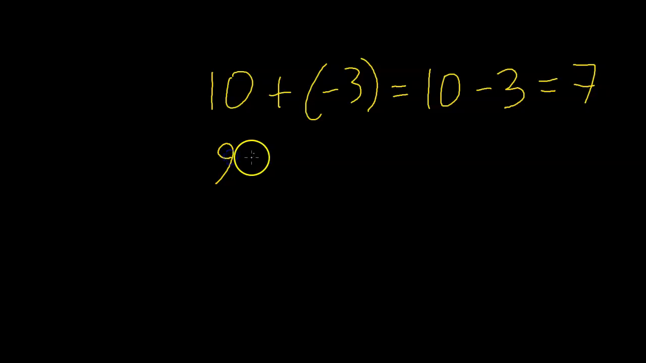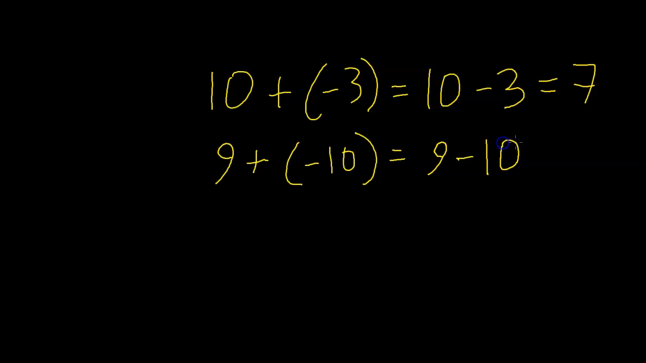Let's do a couple more examples. Let's say 9 plus negative 10. What are we doing? We're starting with a 9. We're adding negative 10. We're adding a negative. That's the same as subtraction. This is 9 minus 10. Maybe you can even just do this in your head. Okay, 9 take away 10, that's negative 1, right?